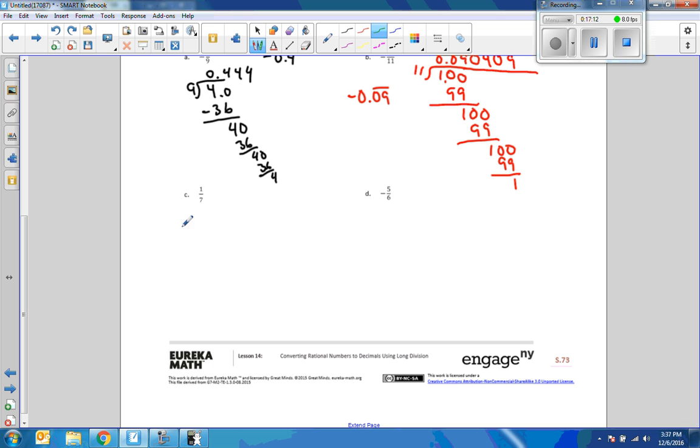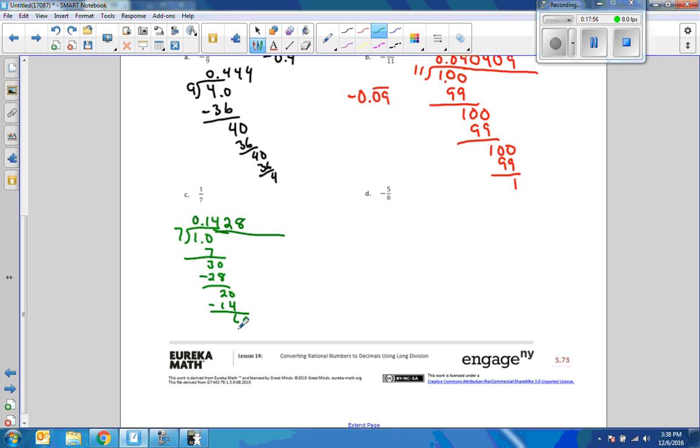C, 1 divided by 7. Let's do my initial setup. 7 won't go into 1, so I made it 1.0. Now it looks like 10. The decimal there, 0 times 7 will not go into 1, so it goes 0. 7 will go into 10 once. 1 times 7 is 7. 3, bring down a 0. 7 times 4 is 28. Subtract, 2, 0. 7 times 3 is 21, which is too big, so I've got to use a 2. 7 times 2 is 14. 20 minus 14 is 6.